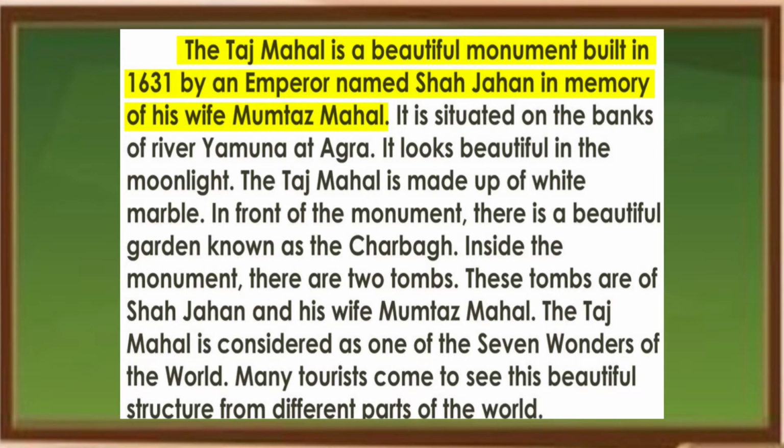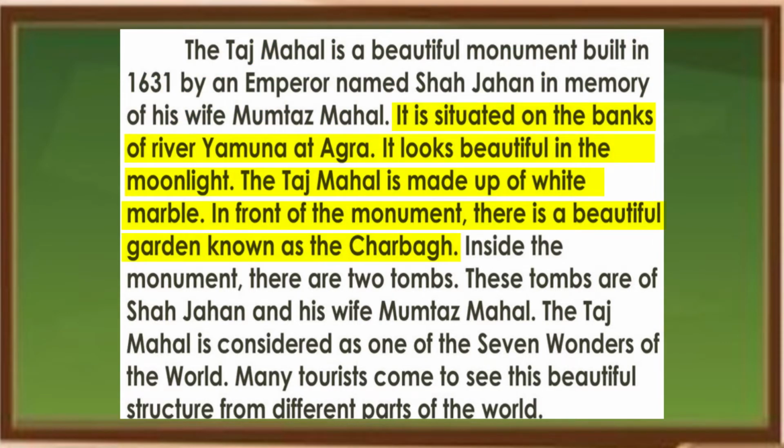The Taj Mahal is a beautiful monument built in 1631 by an emperor named Shah Jahan in memory of his wife Mumtaz Mahal. It is situated on the banks of River Yamuna at Agra. It looks beautiful in the moonlight. The Taj Mahal is made up of white marble. In front of the monument, there is a beautiful garden known as the Shaba.